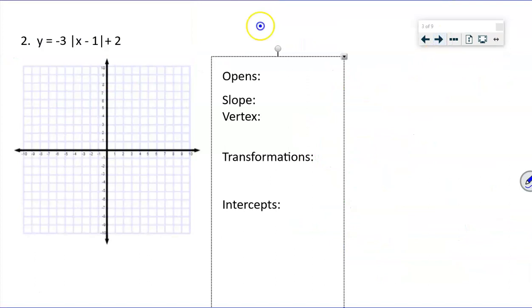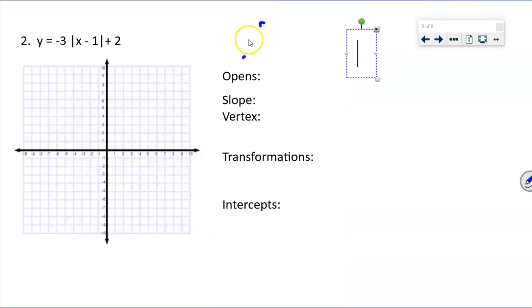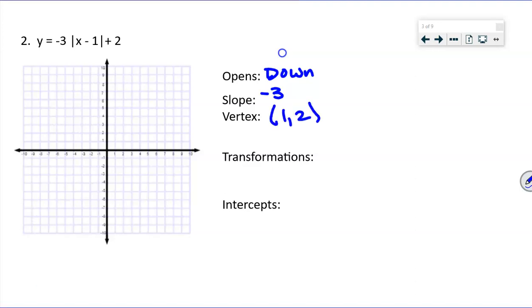So on this one, yeah, I don't know why it's doing that. Let me go ahead and erase that. Again, do the same thing. We're going to talk about all the characteristics, and we're going to graph it. So is this graph opening up or down? This one's opening down. Why? Because A is negative. What's the slope? It's going to be a -3. The vertex, this time, because the equation is minus h plus k, this is actually just going to be 1, 2. So let's go ahead and graph that again, 1, 2, right there.